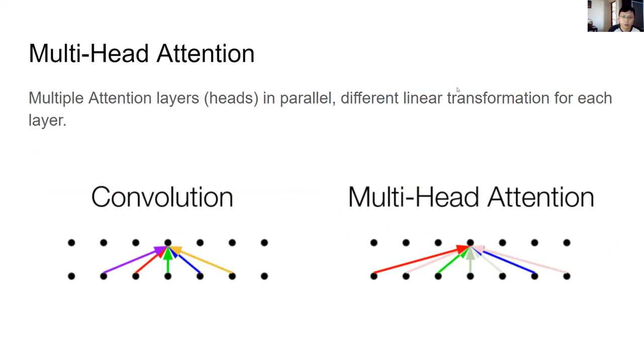So given the idea that now we have multiple attention heads, we actually can have different linear transformations for each of the layers. This is just circling back to the original idea that we had, where self-attention is just a weighted average and we wanted to do something more.